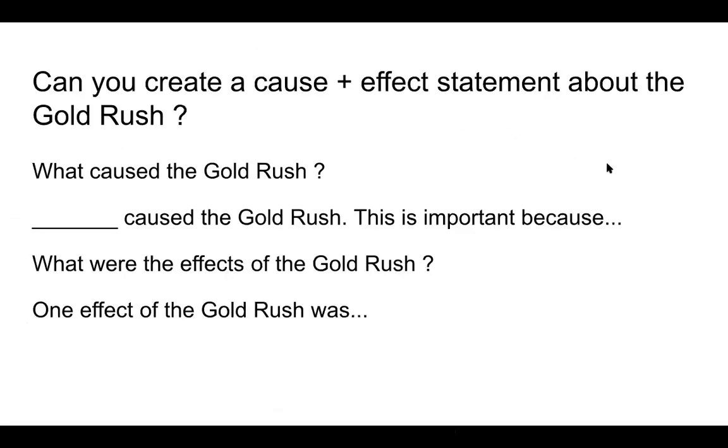Then getting into what I'm finding a lot for our 4th grade skills, cause and effect statements. We kind of played around with the cause part already, so this is a nice way to bring this all together. So what caused the gold rush? You might want to have students focus on the events at Sutter's Mill as being the direct cause. Feel free to play around with those, and then have them add another sentence. This is important because, so really talking about the significance of this event.